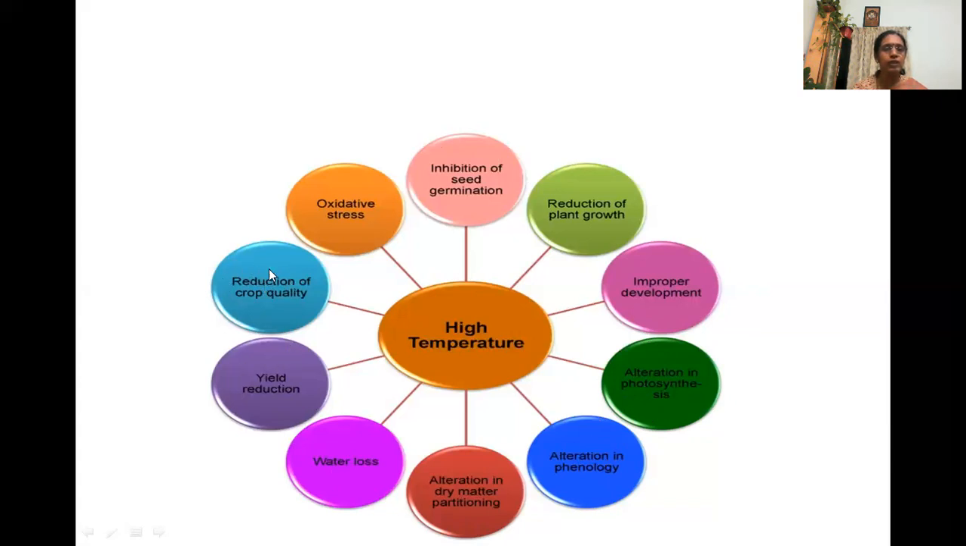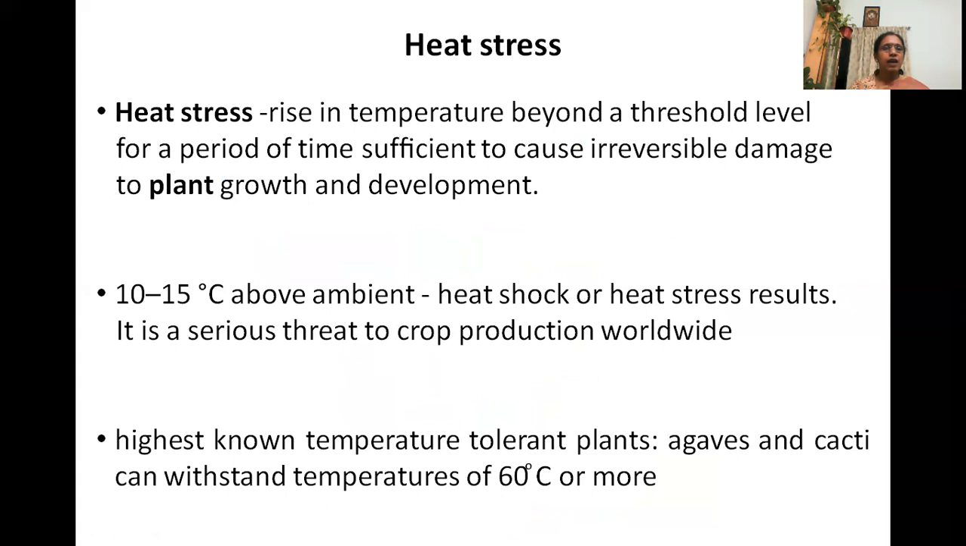reduction of crop quality, oxidative stress. This is the one which, like photosynthesis, will have many negative impacts on the growth of the plant. And finally, water loss. Whenever there is an increase in temperature, high temperature leads to water loss to maintain the proper temperature. And then, what is this heat stress?